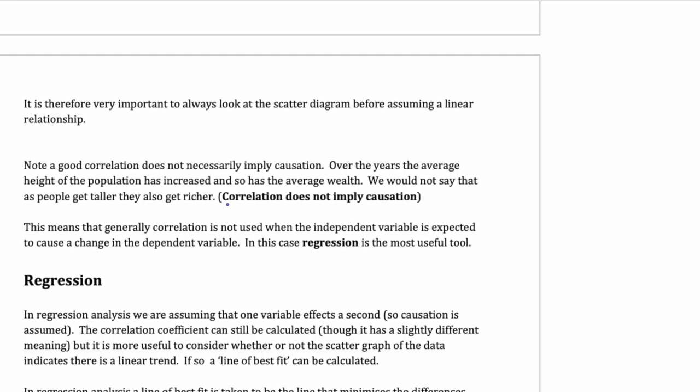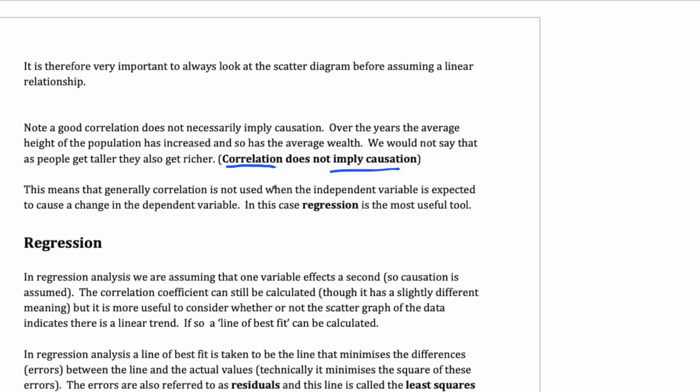It's important to note that correlation, just because they're correlated, doesn't imply causation, okay? So if the two things are related, it doesn't mean that one causes the other. So you have to be careful about that.